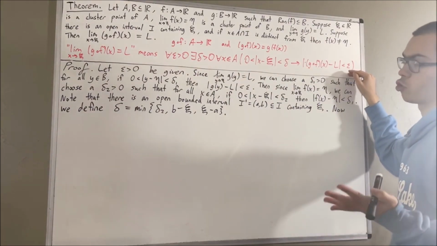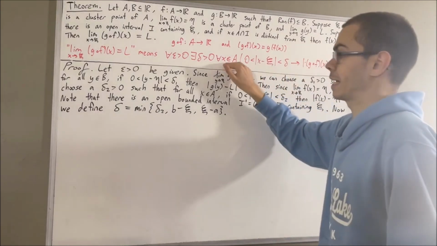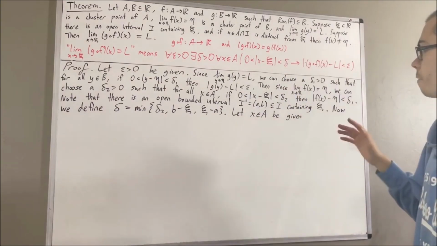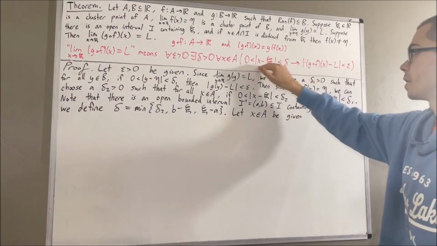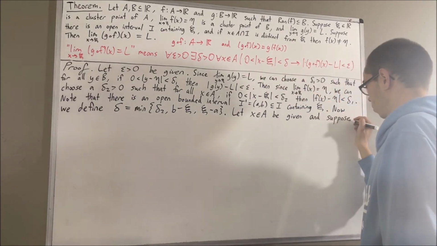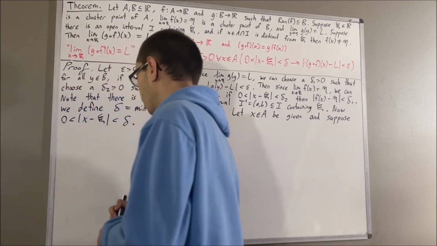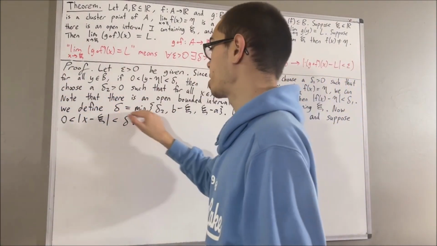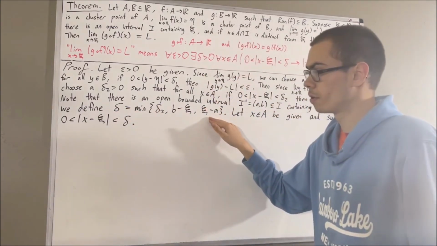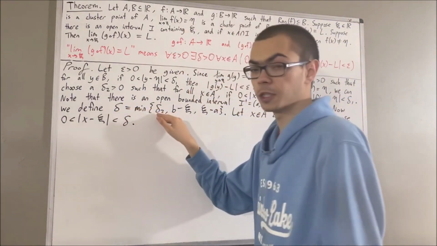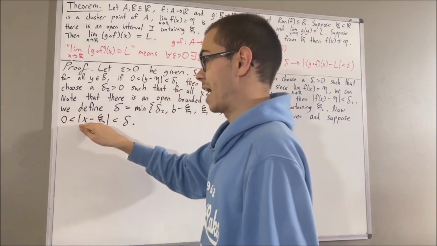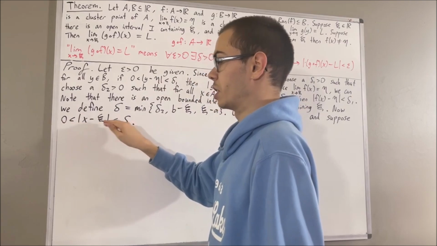And so, since we're trying to prove a statement about all x in A, let's give ourselves an arbitrary x in A. And from here, we would like to show if this is true, then this is true. So let's suppose that this is true. Now, we know by definition of delta, delta is less than or equal to all 3 of these guys. So in particular, delta is less than or equal to delta 2. And since delta is less than or equal to delta 2, we have that 0 is less than absolute value of x minus psi, which is less than delta 2.